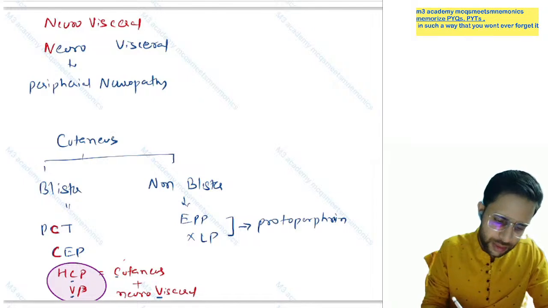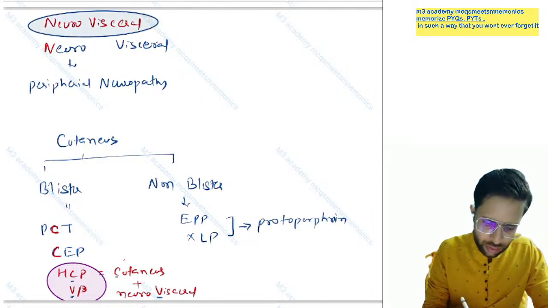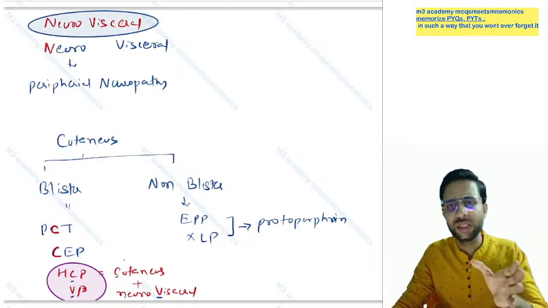Now, next is neurovisceral porphyria. As the name suggests, neuro means peripheral neuropathy.